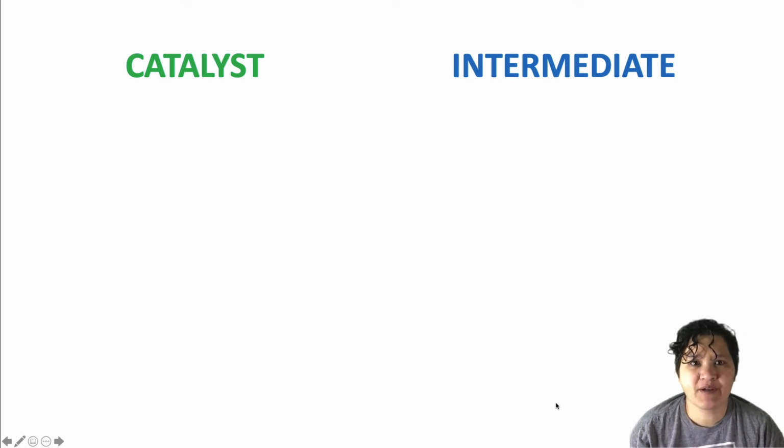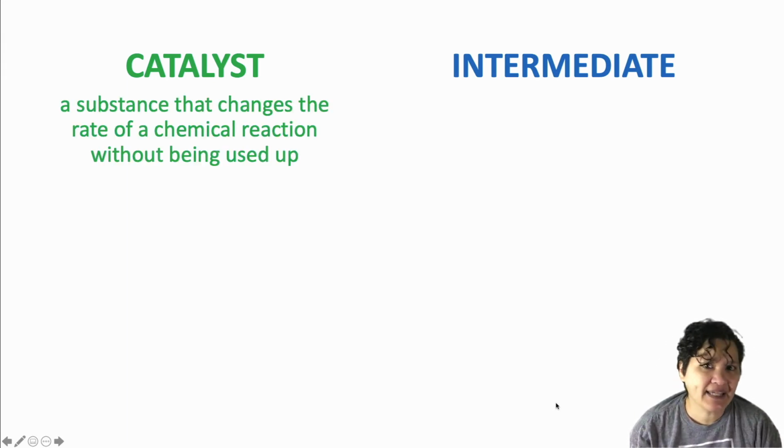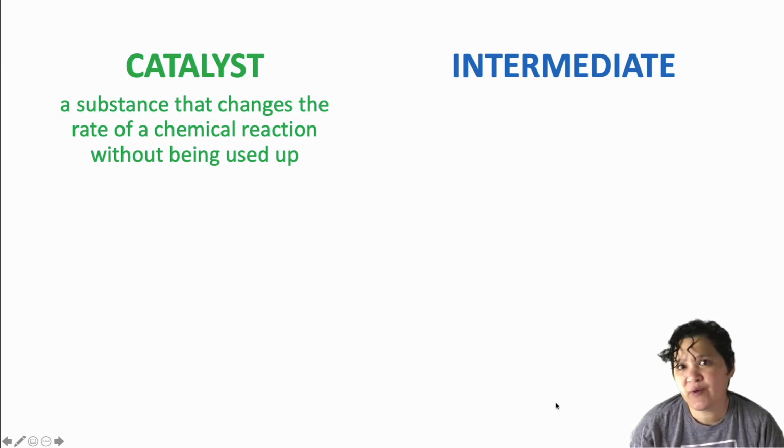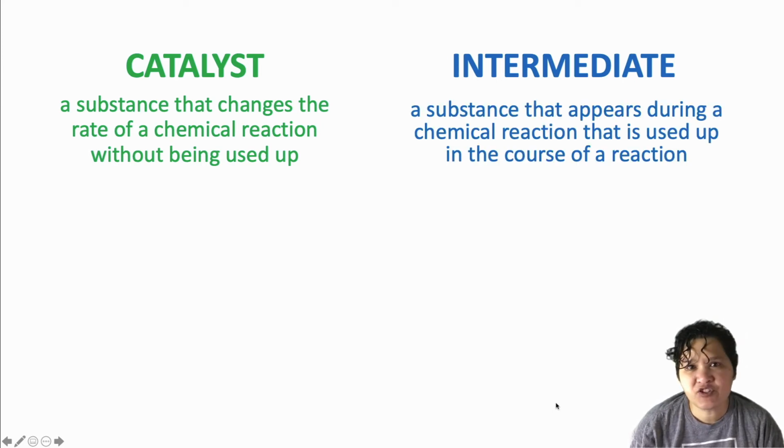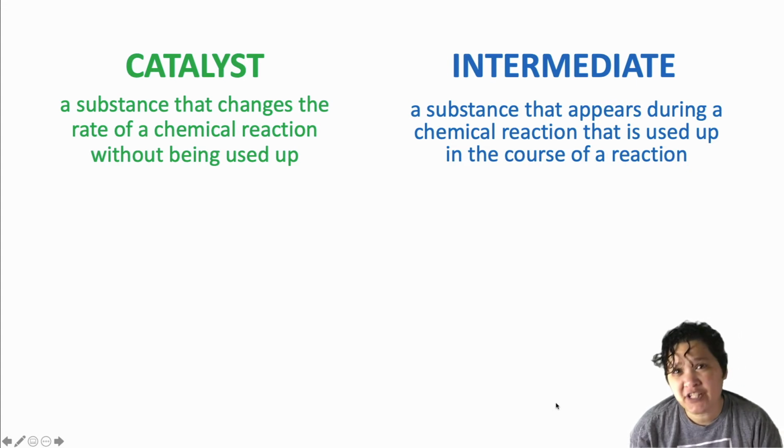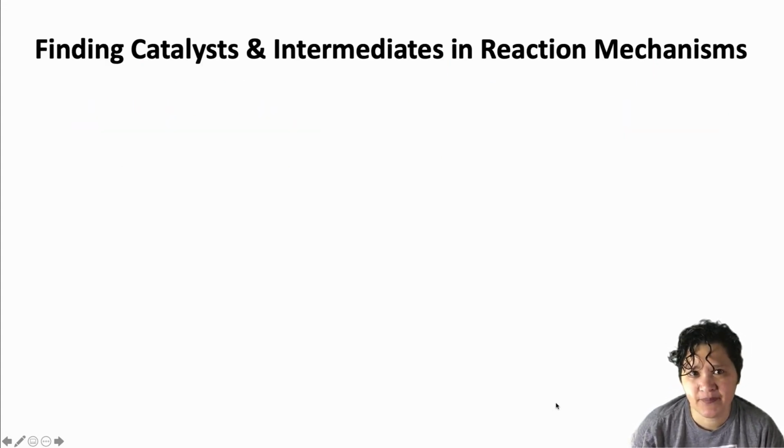So let's talk first about catalysts and intermediates. What are those? I'll start with catalysts because those are the ones you're most likely to have heard of. A catalyst is a substance that changes the rate of a chemical reaction without being used up. Another way of saying this is that a catalyst gets used in a reaction as a reactant, but it's also produced as a product. So you end with the same amount that you started with. An intermediate is a substance that appears during a reaction. That's the product of an elementary process, in other words. And it also gets used up before the reaction finishes, so there will be none left at the end.